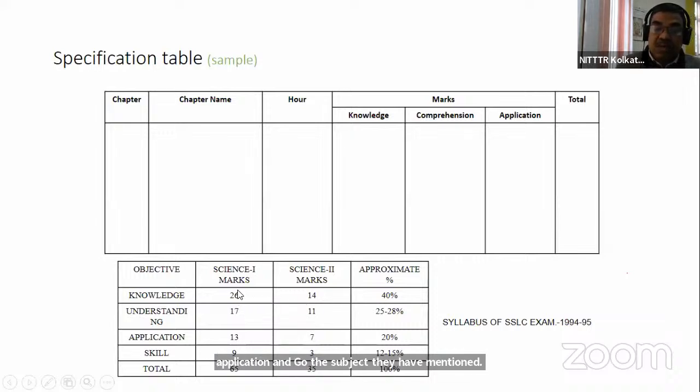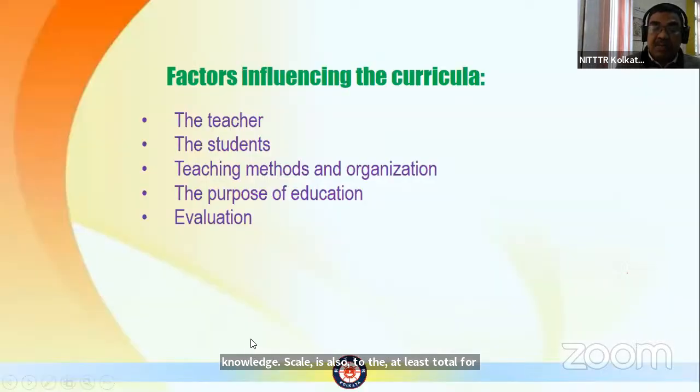Science 1 is 26 and science 2 is 14 in terms of knowledge. Skill is altogether less in total for this particular science subject.